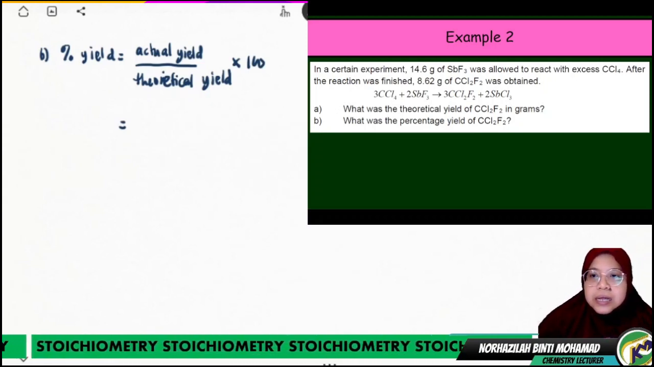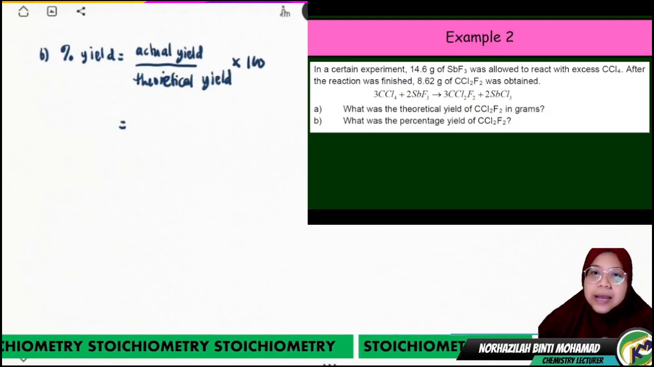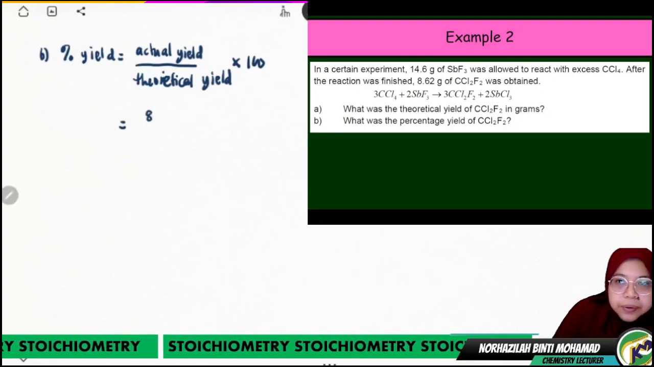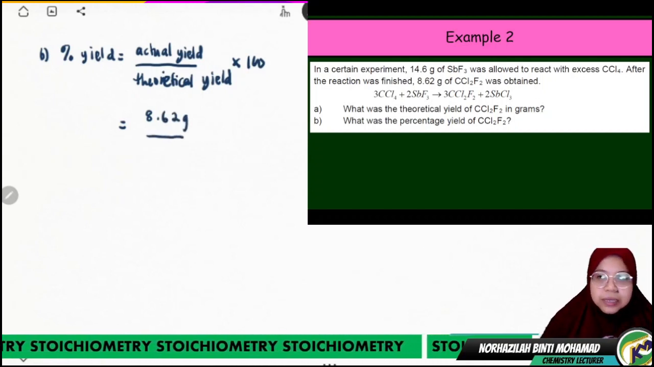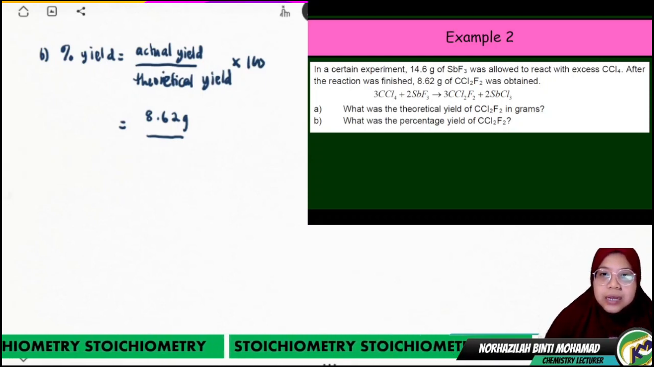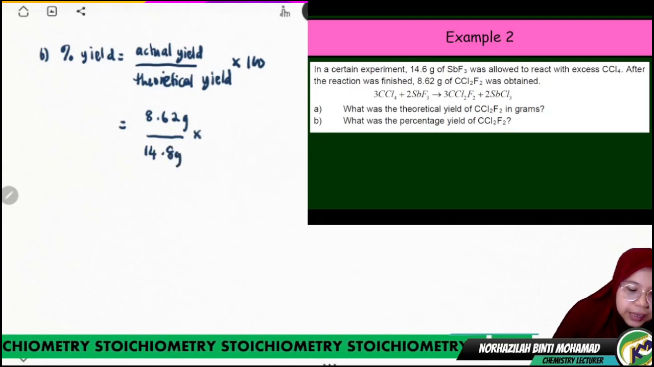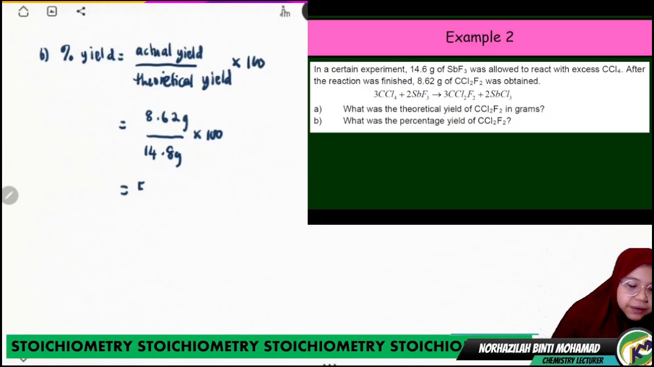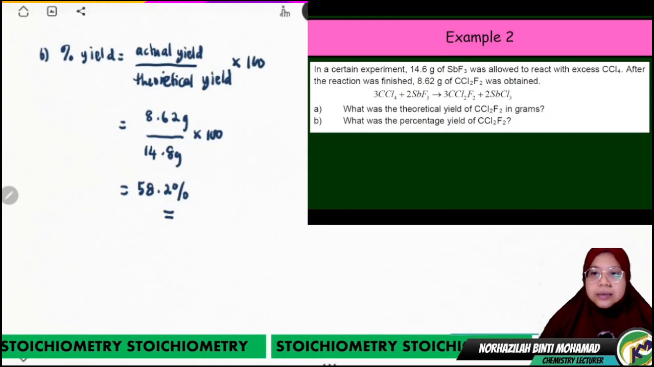So you will see after the reaction was finished, 8.62 gram of CCl2F2 was obtained. So that is our actual yield, the one that we get from the experiment. So 8.62 gram is our actual yield divided by the theoretical yield, which is what we have calculated in A. So it is 14.8 grams times 100. So you will get 58.2%. So this is your percentage yield.